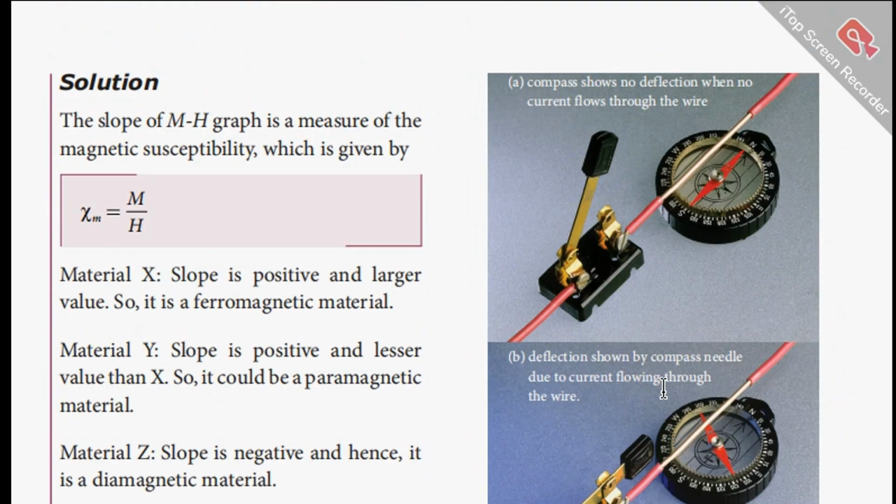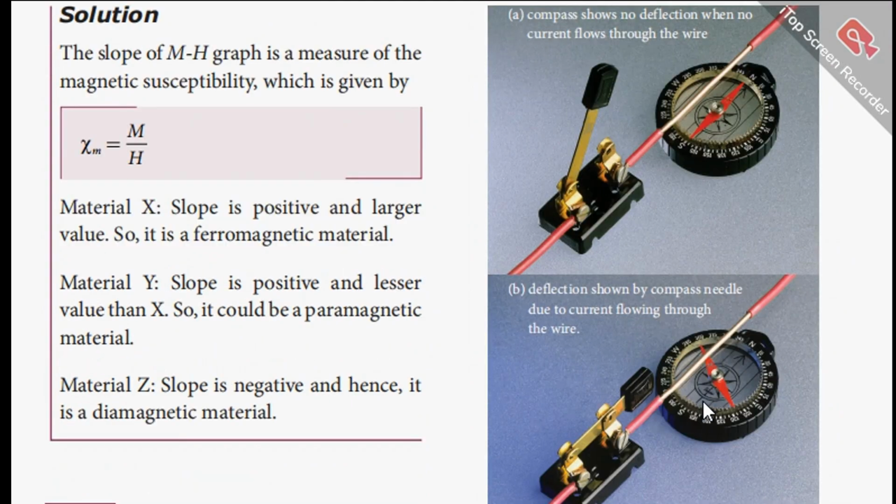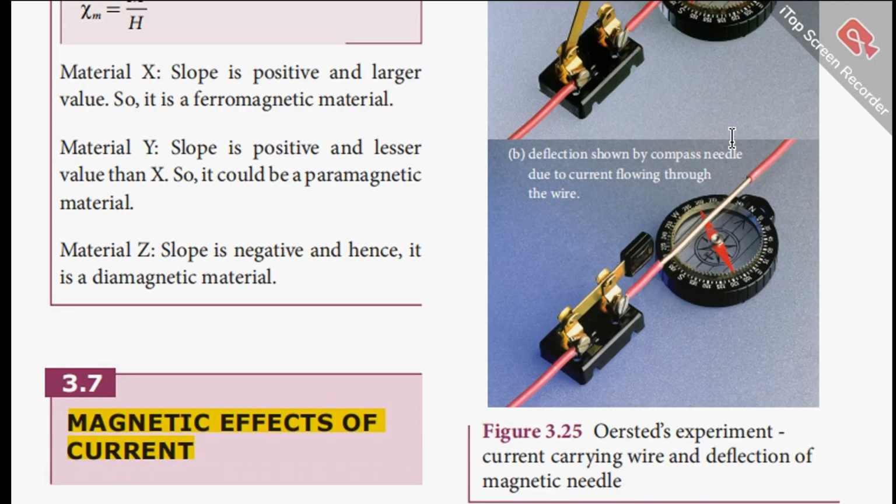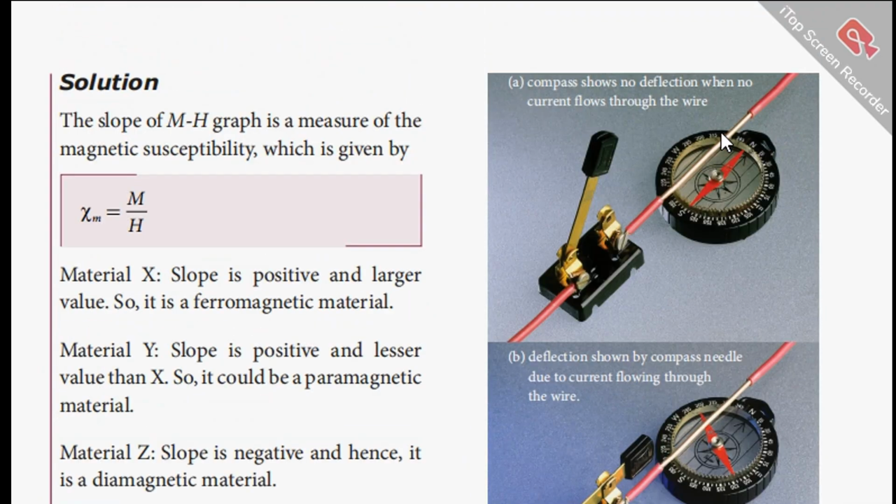So this is the diagram which shows the deflection in the magnetic needle when a current is passed through a conductor. Here in this diagram there is no current through the conductor, so there is no deflection in the magnetic compass. This means that electricity and magnetism are related to each other.